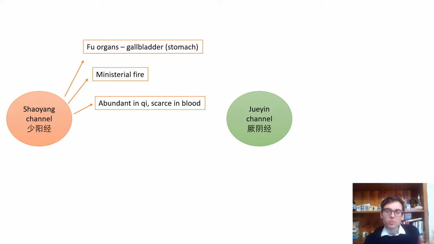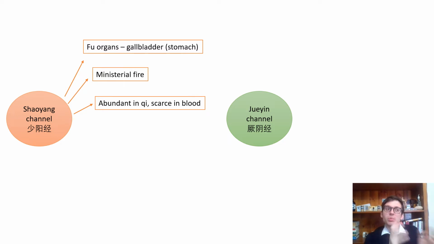So Shaoyang has obviously this function of promoting qi movements around the body. That's really where the abundance in qi is obvious, and also in the whole metabolism process. So the qi transforming food, qi transforming body fluids, qi pushing blood, all these things. But at the same time, it's scarce in blood.